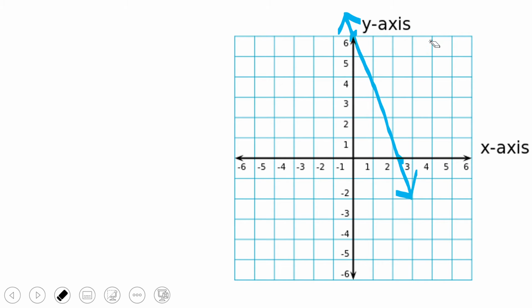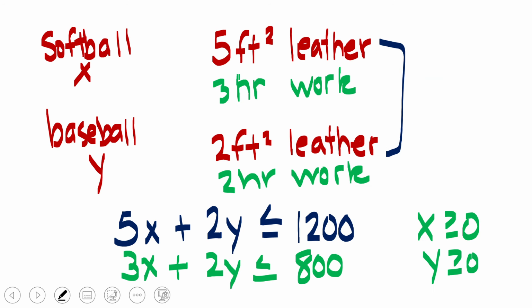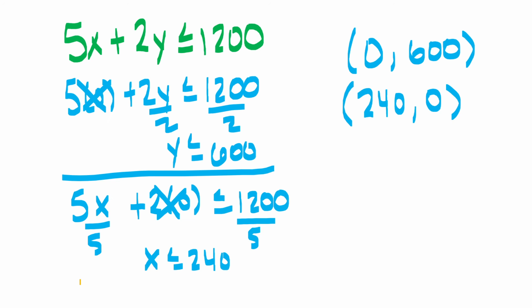So that's a given. And our inequality constraint right now is going to shade under because it's less than or equal to 1200 for the total amount of leather they have. So this is the leather graph. Okay. Now if we go back and look, we did the leather plotted points. And we're going to now think about the work hour plotted points.